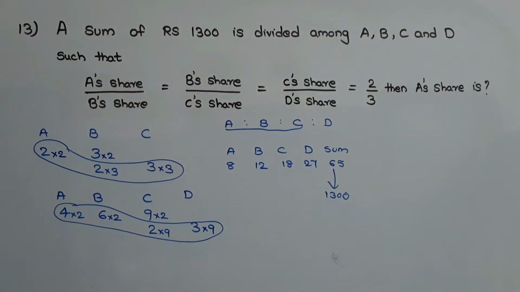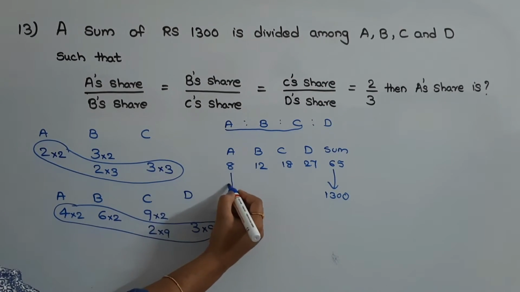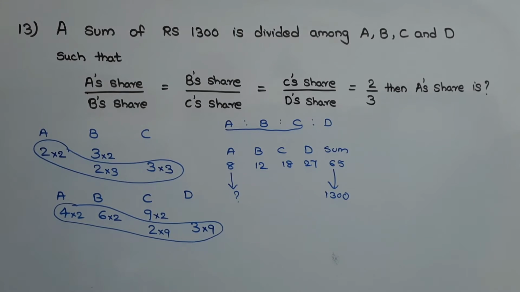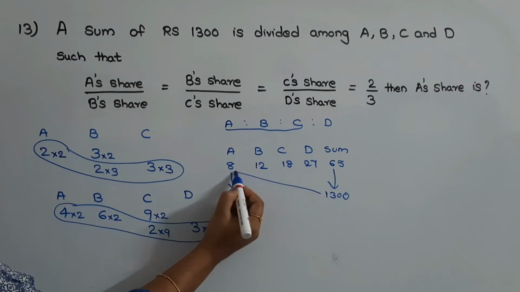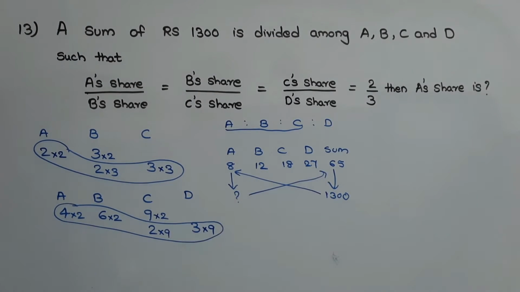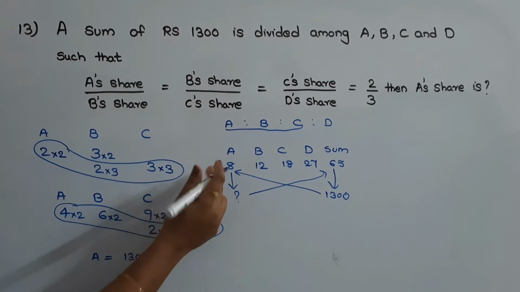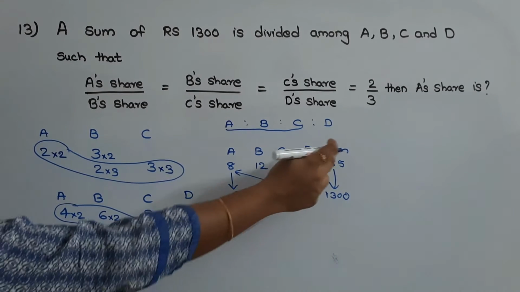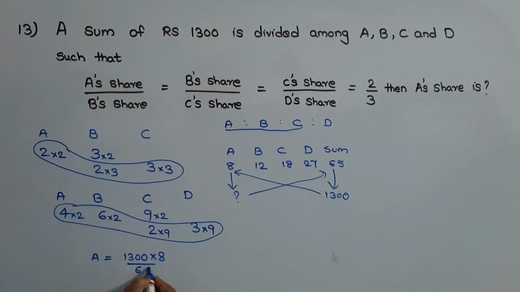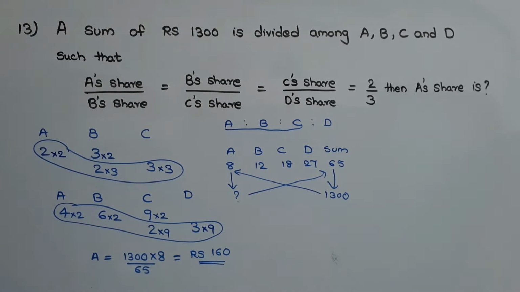Then we need to find out what is A's share. So we need to find out what is the value of this 8. So this we can find out by cross multiplying. So A's share will be equal to 1300 into 8 divided by this 65. So on solving this, you will get the answer as rupees 160. So this is the answer.